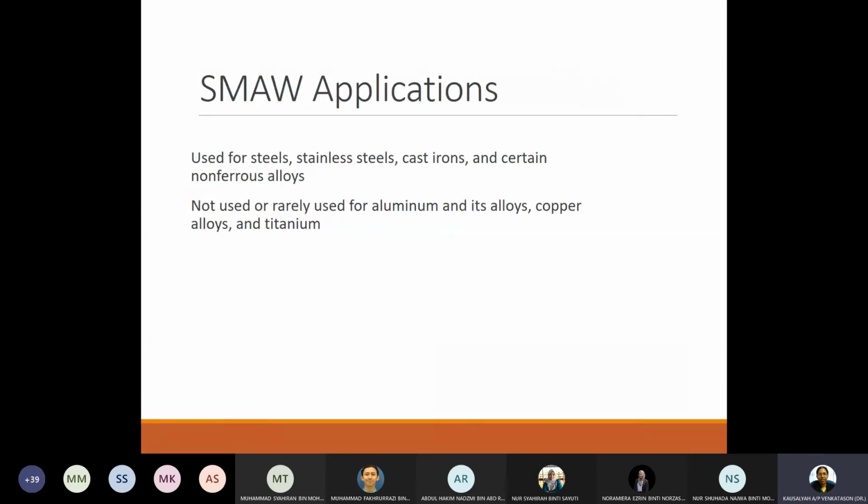So the applications of SMAW are used for steel, stainless steel, cast irons, and certain types of non-ferrous alloys. Not used or rarely used for aluminum and its alloys, copper and its alloys, and titanium.